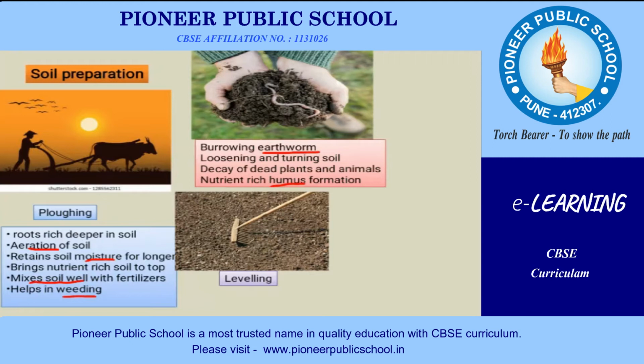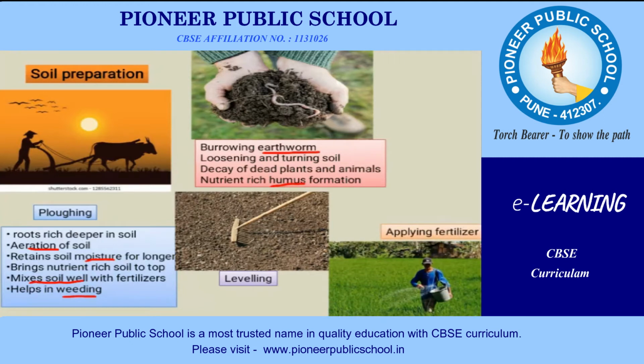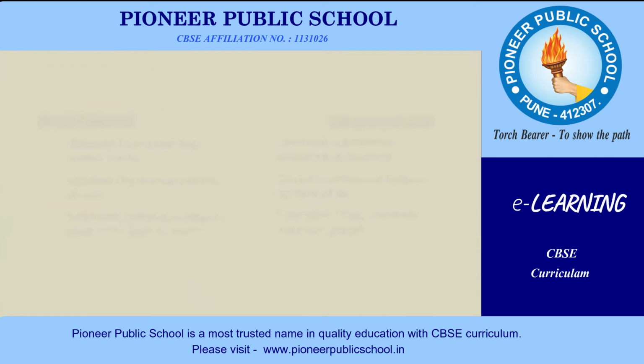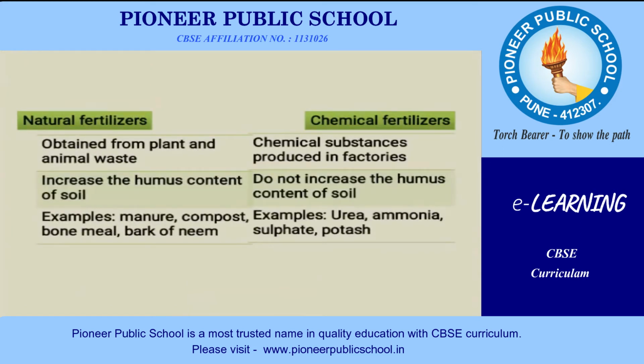Fertilizers help to increase the fertility of soil, and hence there are two types of fertilizers. The first is natural fertilizer and second is chemical fertilizer. We obtain natural fertilizers from plant and animal waste. These help to increase the humus content of soil. Examples of natural fertilizers are manure, compost, bone meal, and bark of neem.